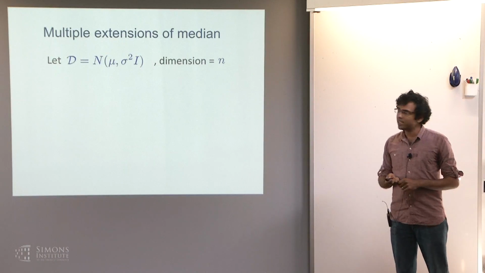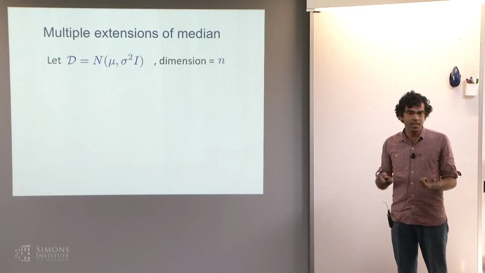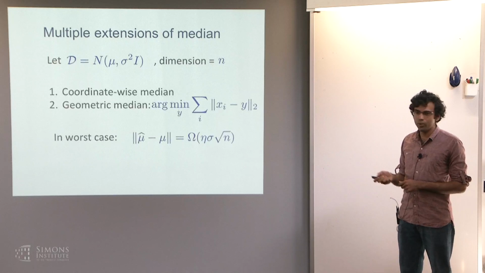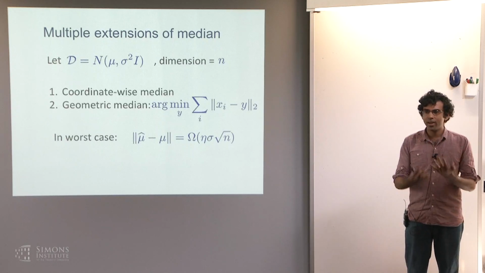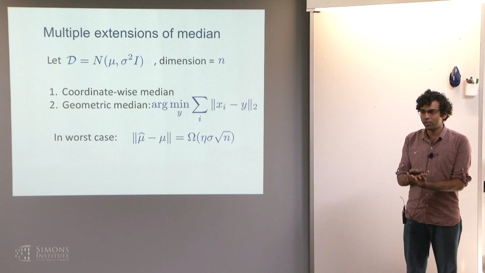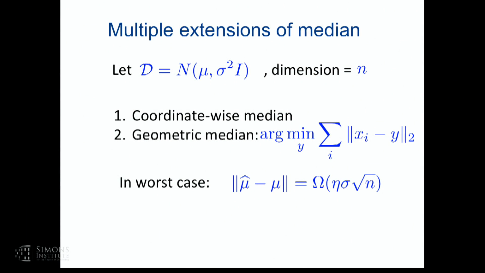So in higher dimension, as I alluded to before, there are many generalizations of the median. Here are two: the coordinate-wise median, where you look at the n coordinate directions and compute the median in each of them, which gives you a point in n dimensions. Or the geometric median, which minimizes L2 distances.